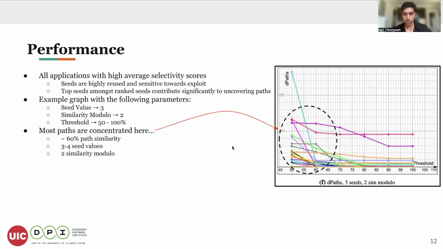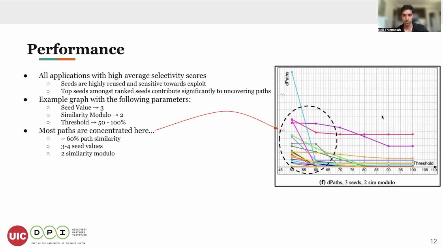Okay, so looking at FIXX's performance, we see that FIXX initially, like I mentioned, selects the highly reused and sensitive instructions as seeds, and most of the applications that were selected had a really high selectivity score, which is a combination of reusability and sensitivity. And FIXX ranks these seeds according to the selectivity score, and we see that most of the top-ranked seeds do contribute significantly to uncovering the paths.